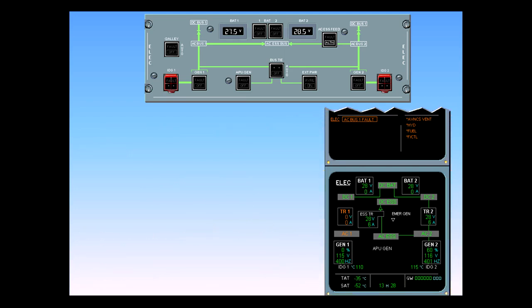Both essential buses are now recovered. AC Bus 2 is now supplying the AC Essential Bus, which in turn is powering the Essential TR. The Essential TR then powers the DC Essential Bus.